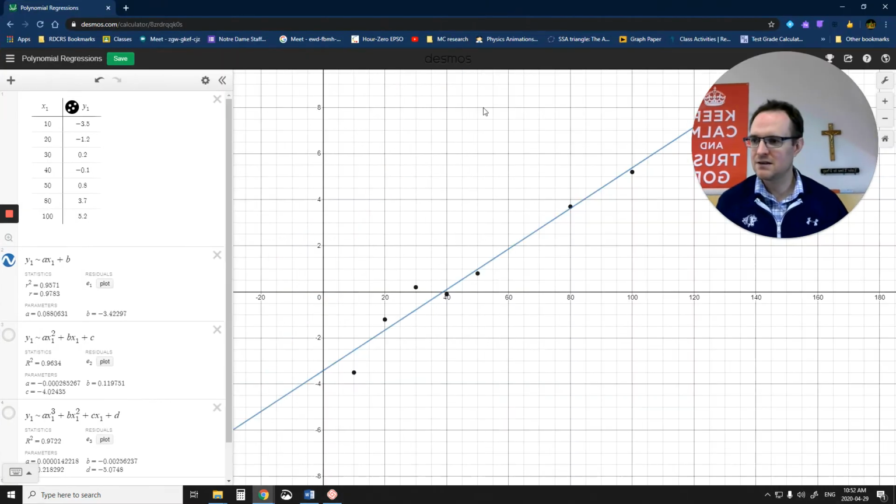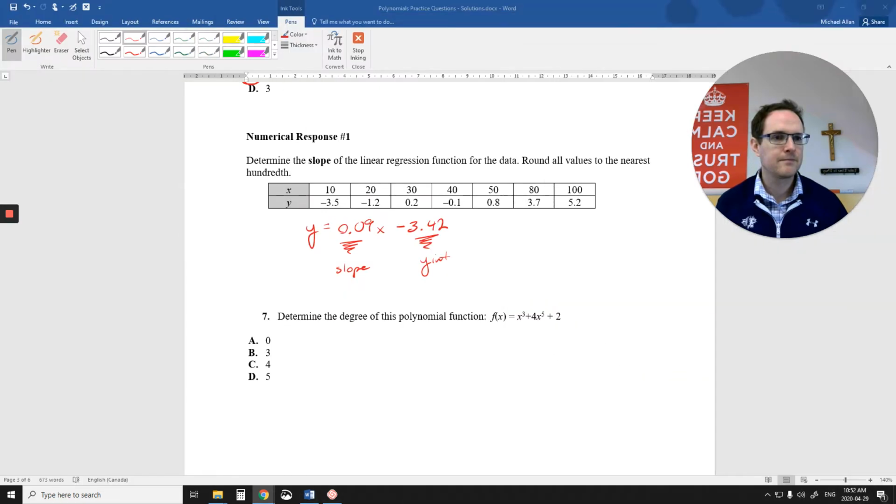So this is my nice linear line, y is equal to mx plus b. If you look at that, you see that same number is right here, right? So my y-intercept is the same. The slope is the other number, the a value here. Okay, so my slope, right there. Awesome.